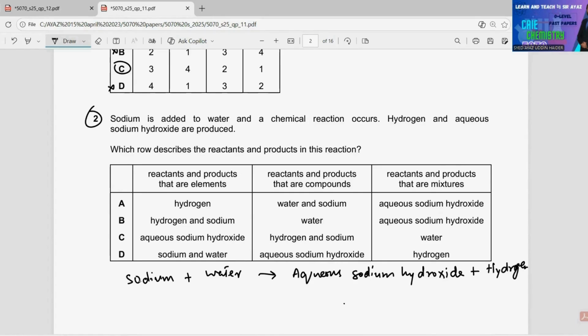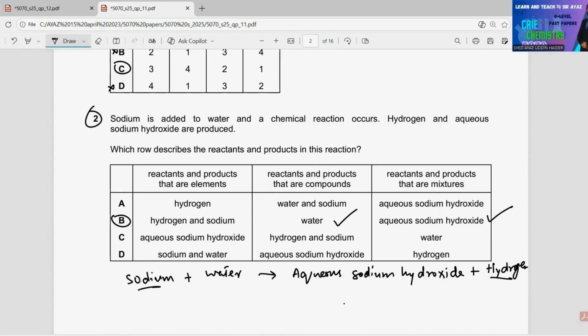So we have reactants and products that are elements. Sodium is the element and hydrogen is the element. Sodium and hydrogen are the elements here. B must be the right answer here. I am checking the other responses also. Reactant product that are compounds. That's correct. Water is compound. Reactants and products that are mixtures. We have aqueous sodium hydroxide. This is also correct. So B must be the right answer.